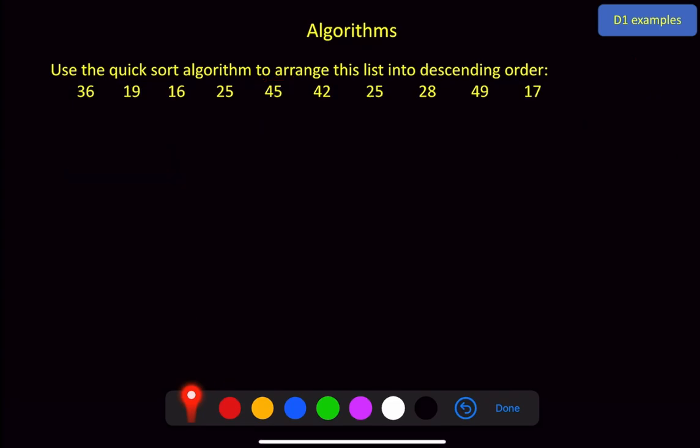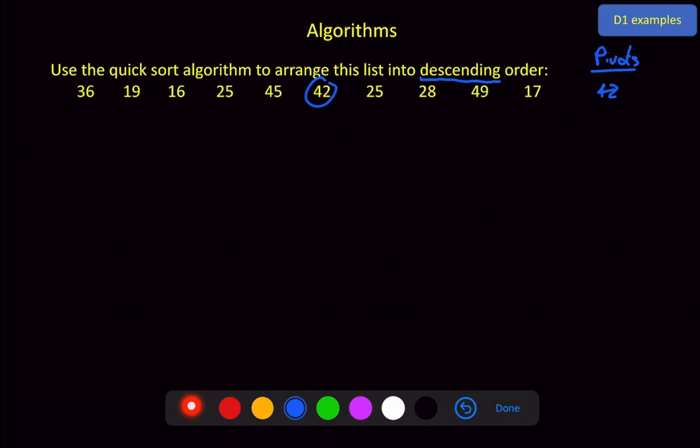Second example. Use the quicksort algorithm to arrange this list into descending order. As with the bubble sort, read the question carefully. And in this case, we've got 10 numbers. So the midpoint would be here, position 5.5, but we round that up to position 6. So here we've got 42. Again, pivots on the side. Make it really clear for your examiner.